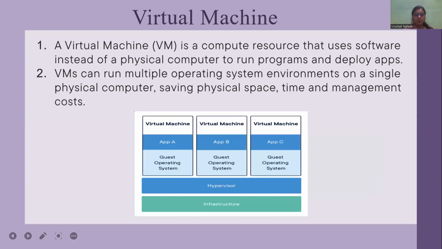So what is a virtual machine? A virtual machine is a compute resource that uses software instead of physical computers to run programs and deploy apps. Virtual machines can run multiple operating system environments on a single physical computer, saving physical space, time, and management costs.